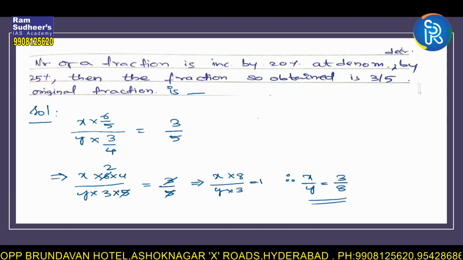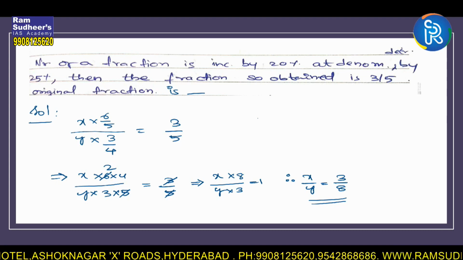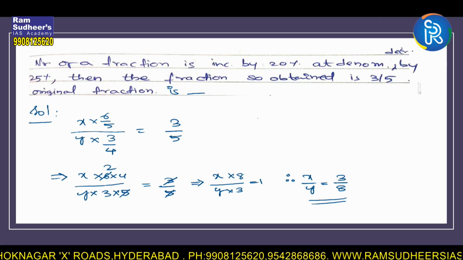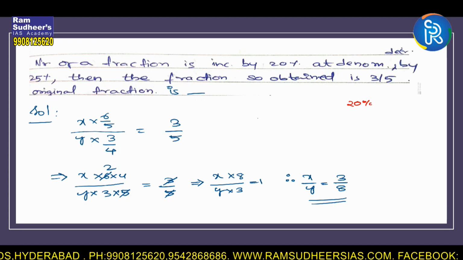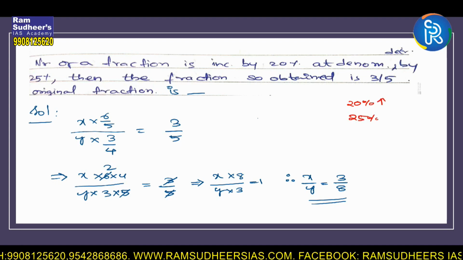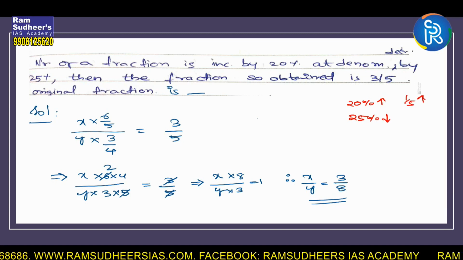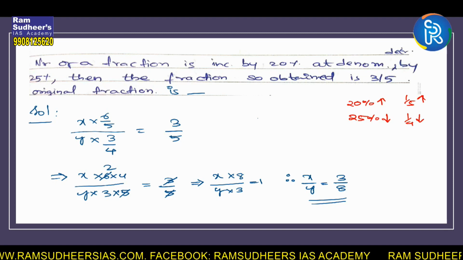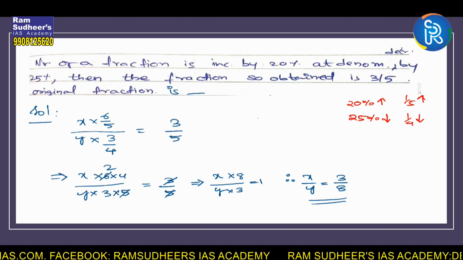Numerator of a fraction is increased by 20% and denominator is decreased by 25%. Then the fraction so obtained is 3 by 5. The original fraction is. Here he is saying 20% increase with respect to numerator and 25% decrease with respect to denominator. Here it is 1 by 5 increase, and here it is 1 by 4 decrease. Because it is an increase, I have made it 6 by 5 over here, x into 6 by 5.